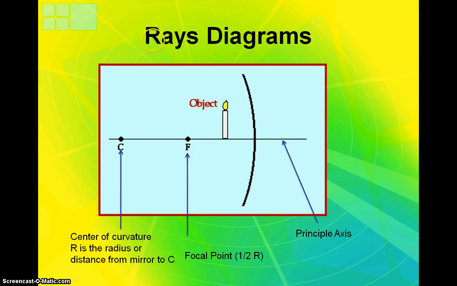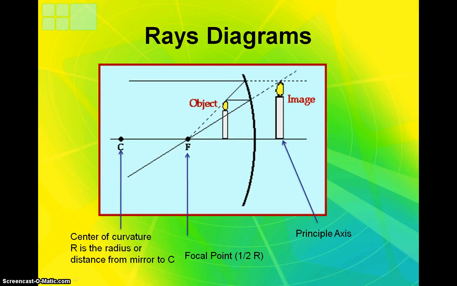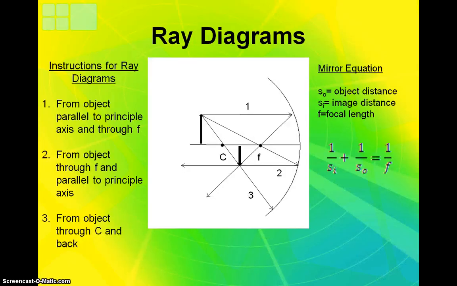In order to predict this, we use both the mirror equation and ray diagrams. I have them here. It's actually the same for lenses, and I'll talk about how that applies later. So you only really have to memorize one set of rules, but let's begin by looking at mirrors.